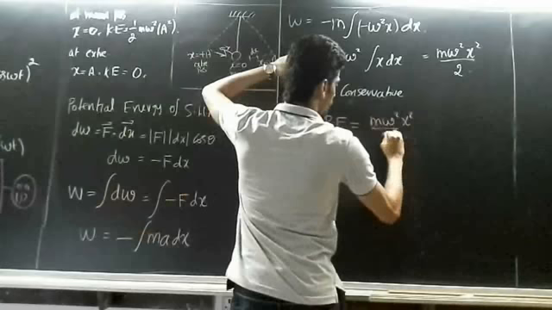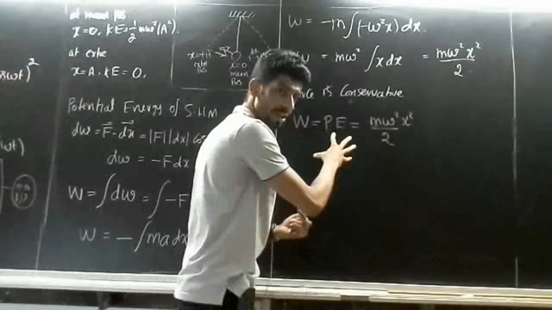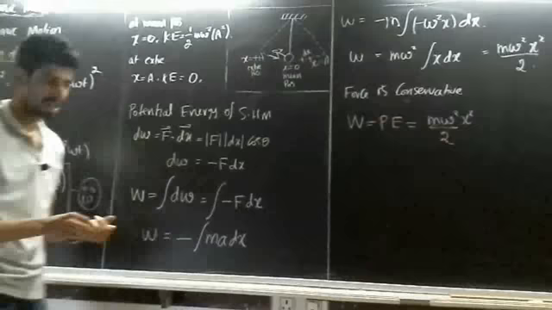Okay, I'm very happy because we got a potential energy which is a function of displacement. And here I got a kinetic energy which is a function of displacement again. I'm going to name this as equation number 2.